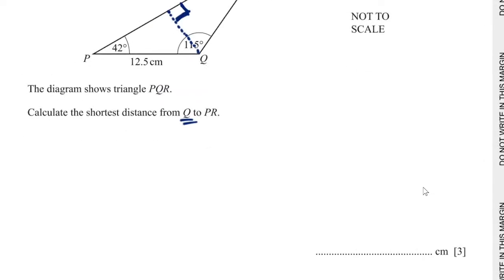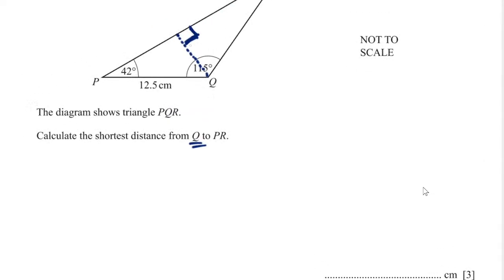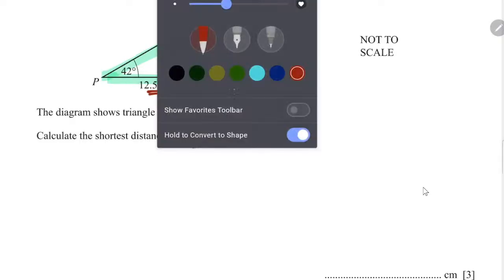Calculate the shortest distance from Q to PR. So you can see that this is a right angle, because once they say shortest, it has to be a right angle. Everybody can see that we know some information about this right angle triangle. We know this side 12.5, we know 42, and now we can find this one, which we can call H, or whatever you want to call it. We can find it because we have enough information in this green triangle. We have the angle, we have another side.